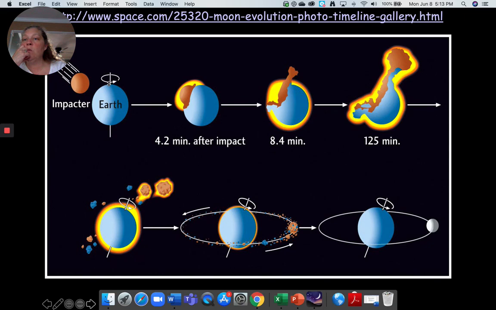Ladies and gentlemen, why do we have a tilt? They believe that Earth's axis was perpendicular to our orbit. When we were impacted, the Earth got knocked off kilter. That's where they think our tilt came from. And that's why we have seasons.